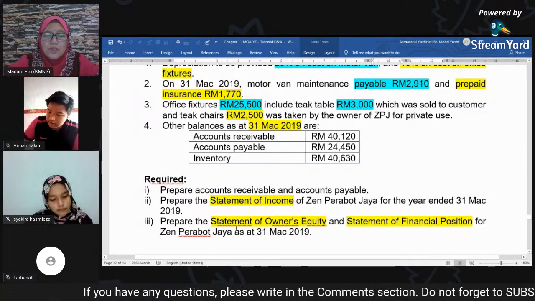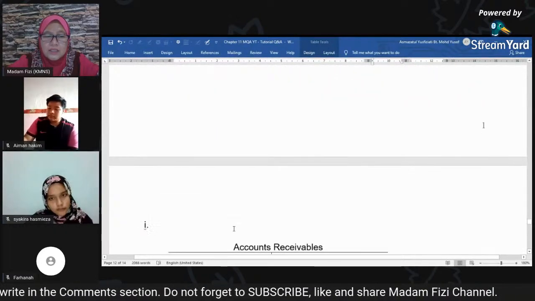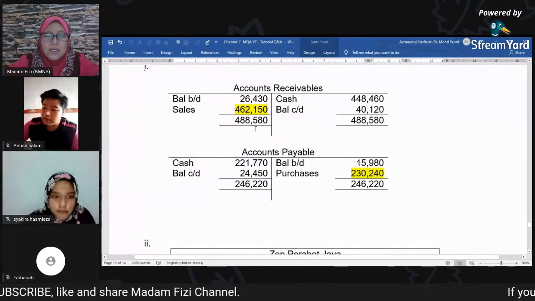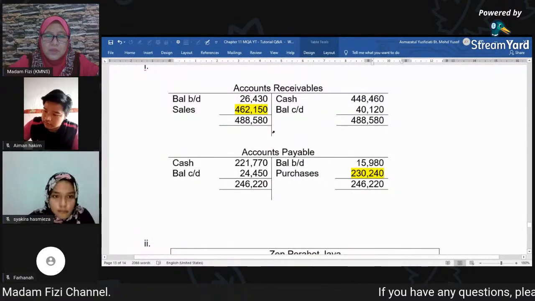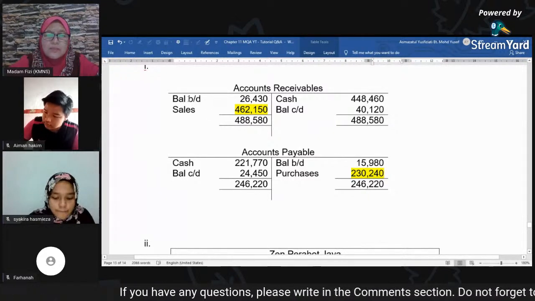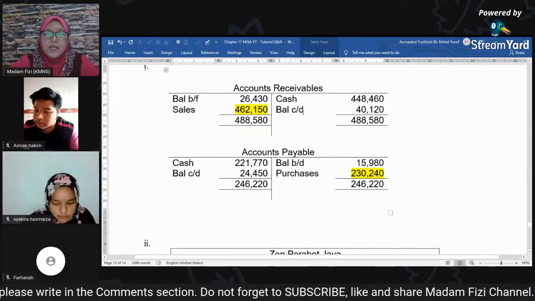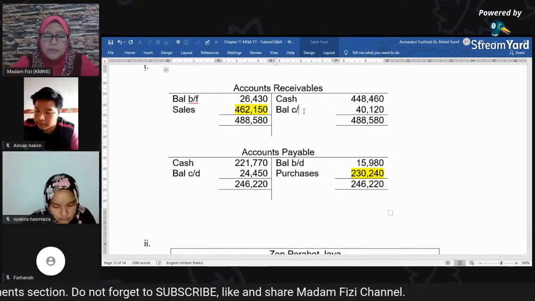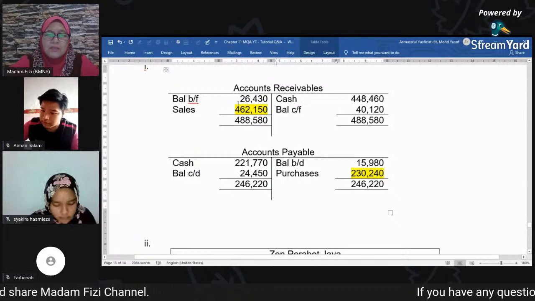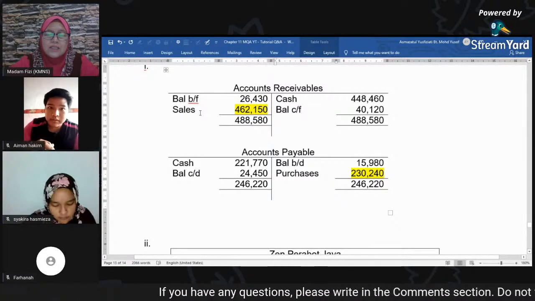Okay, so how? Now we look at the answer. First you make a T account for accounts receivable as follows. Okay, you put the balance brought forward. BD ni pun boleh ya. Or balance brought forward and balance carry forward. Okay, so after you calculate, you get the missing figure, that is 462,150. That is the sales credit.